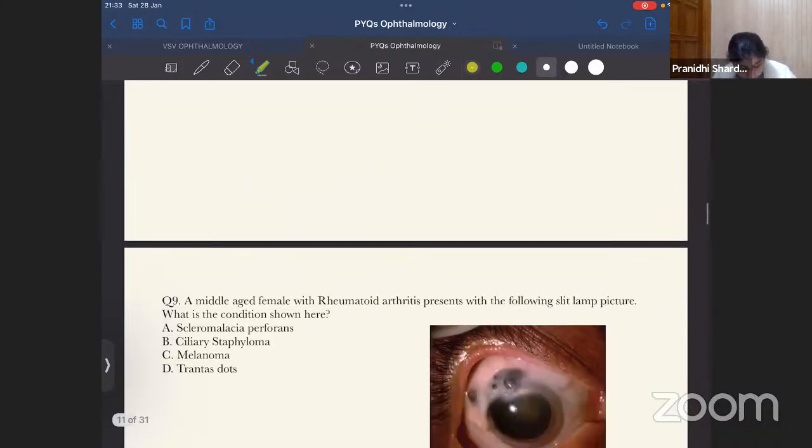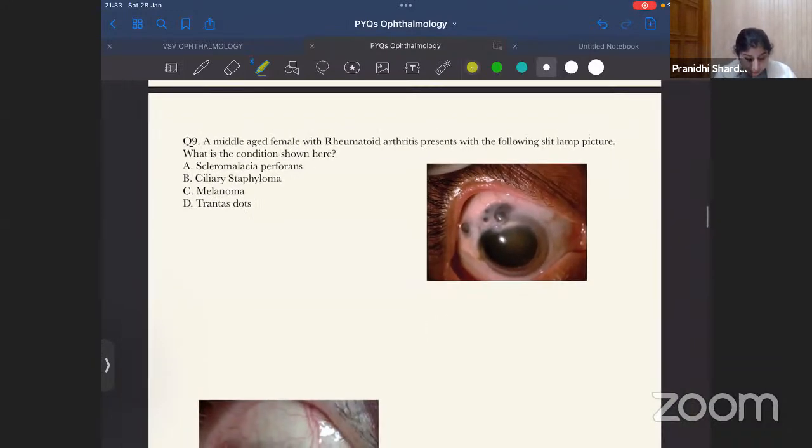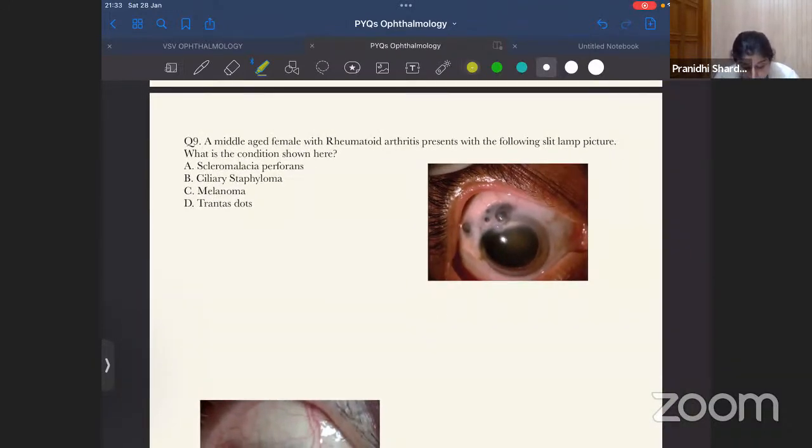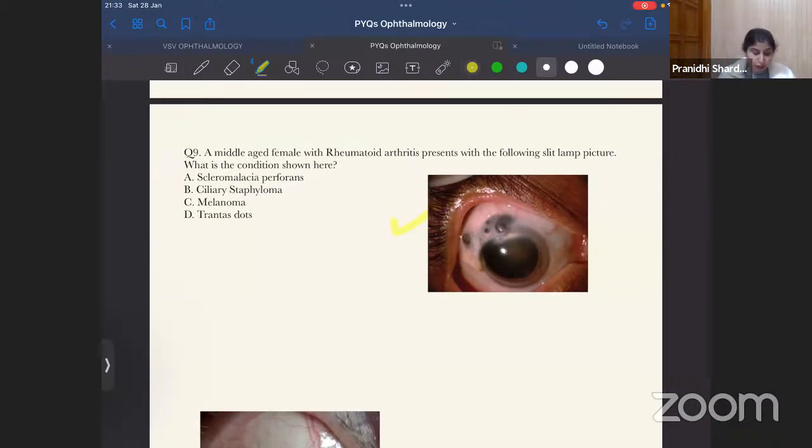Now, the next is, a middle-aged female with rheumatoid arthritis presented with the following. This is the slit lamp picture given. What is the condition shown here? Actually, this is a confusion type of question. You can easily rule out melanoma and Trantas dots seen in vernal keratoconjunctivitis. Melanoma can be confusing because there will be a pigmented lesion, but one thing you will see is that in melanoma, the lesion will not be elevated.